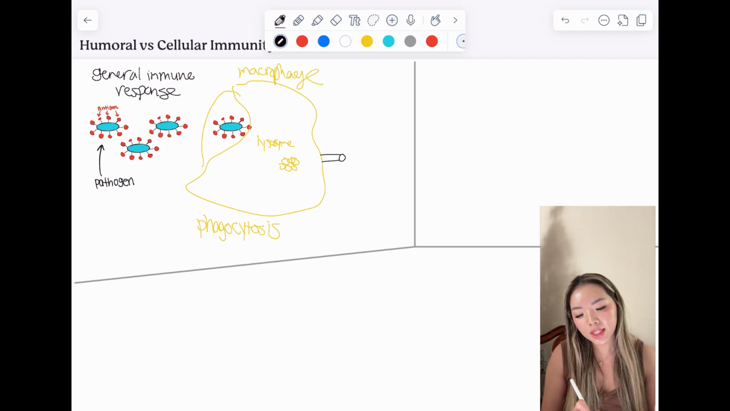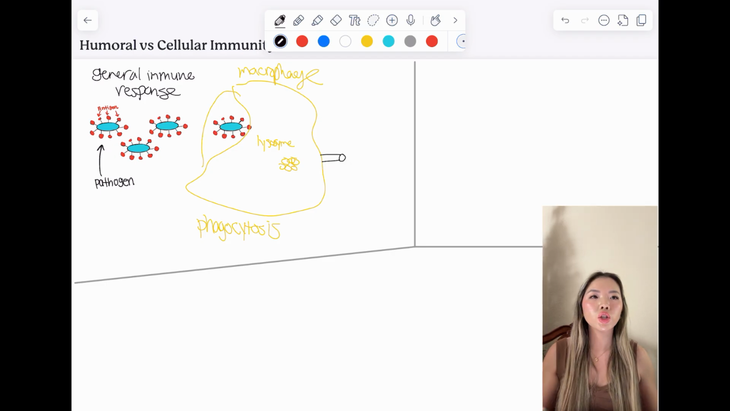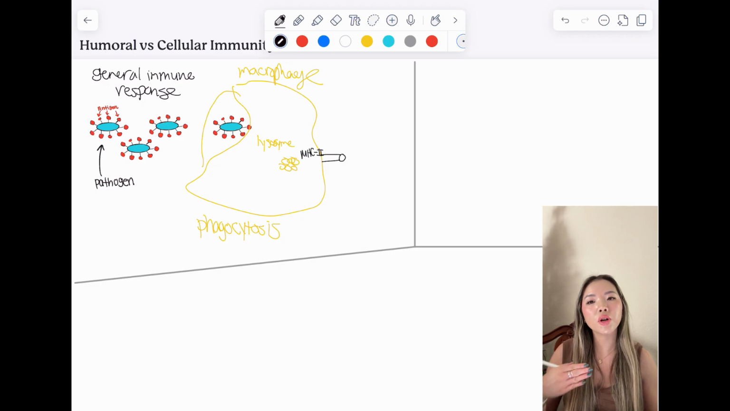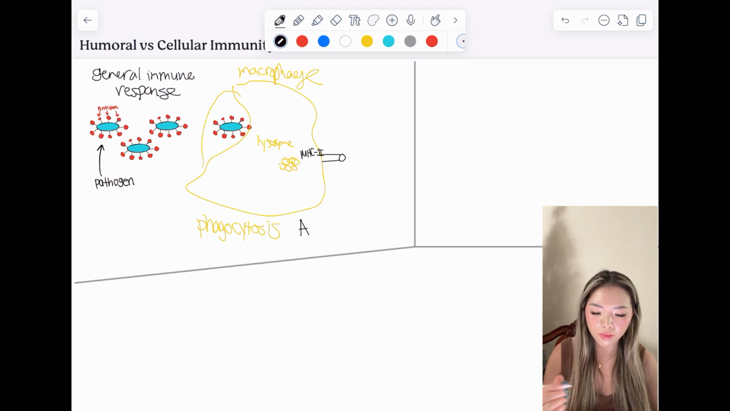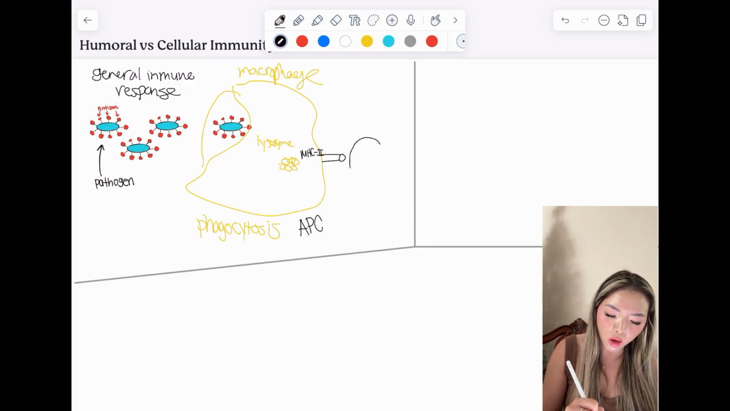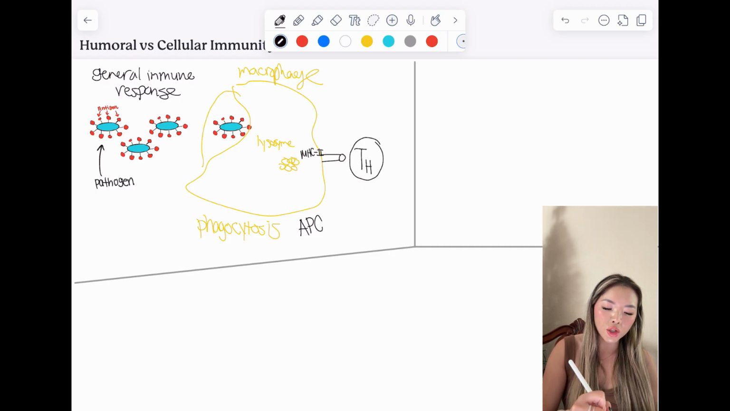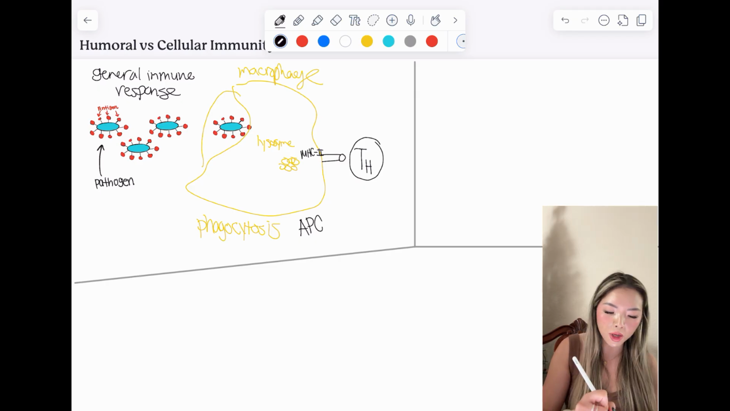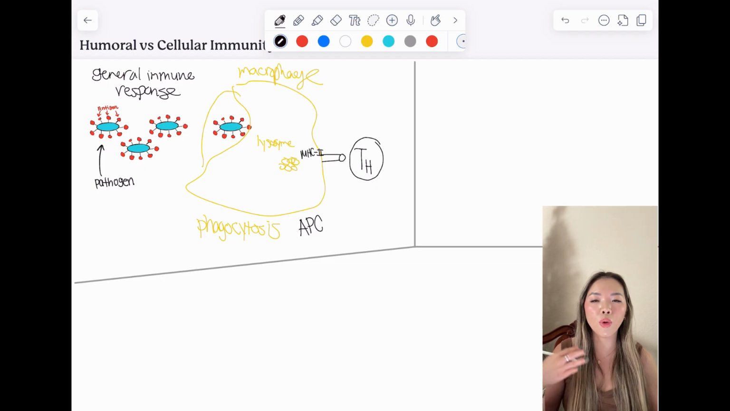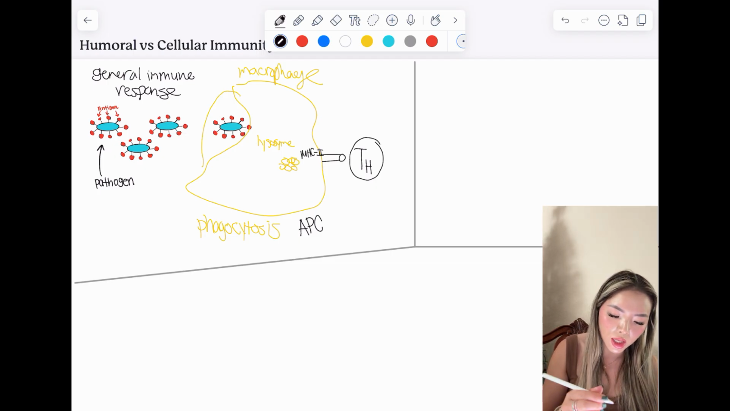And these little fragments are going to be presented. The macrophage has something called MHC2 that's going to present the pathogen. And since the macrophage is presenting the antigen, we'll call it an antigen presenting cell. It's going to attach to a T helper cell. T helper cells and macrophages are both different types of white blood cells.